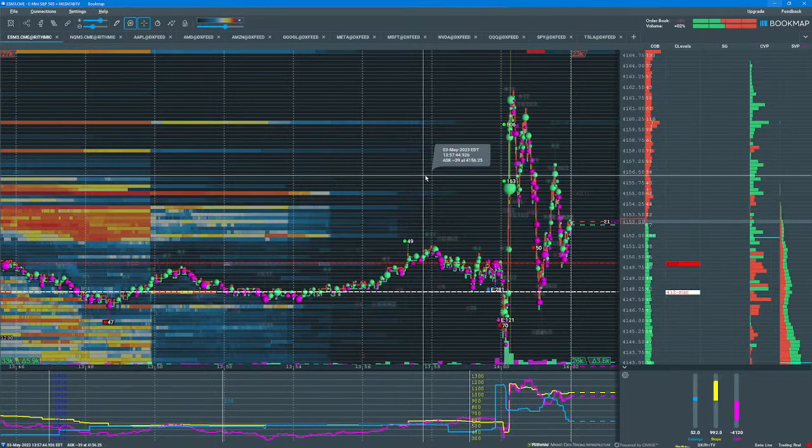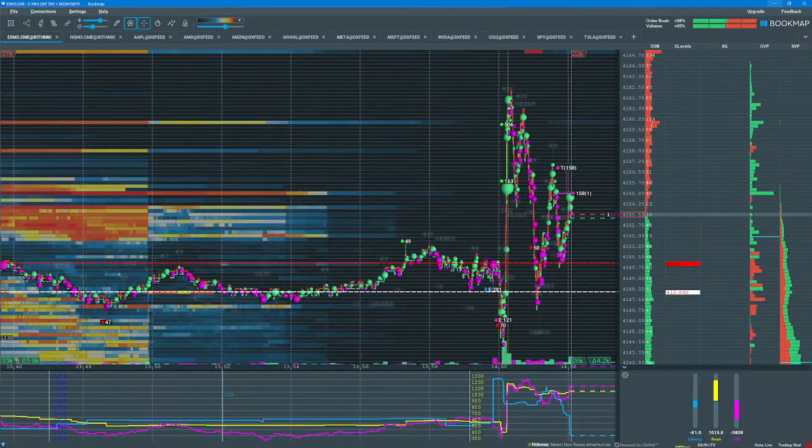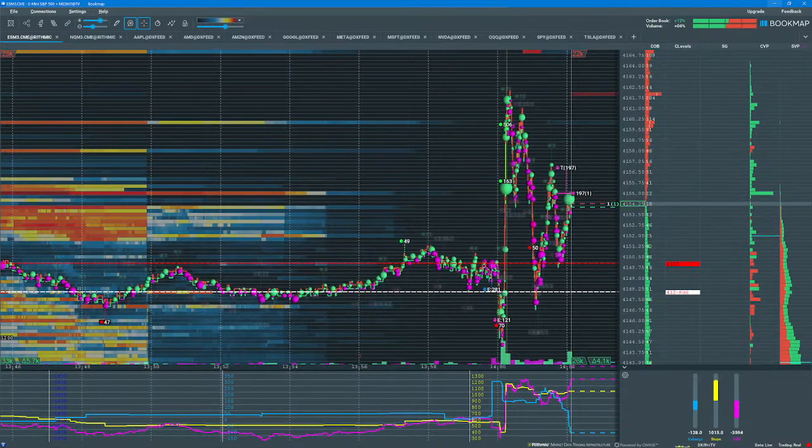So far, bullish reaction. Let's take a look at what options traders are doing.